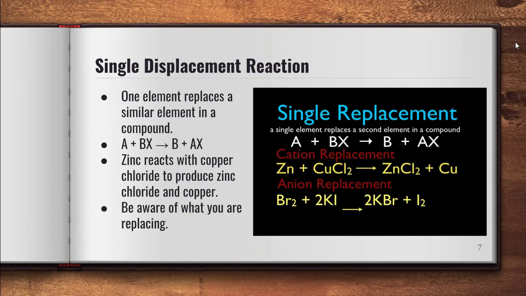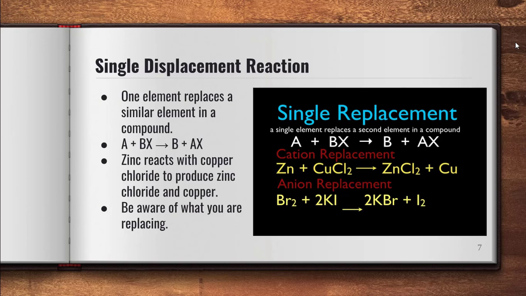Now you need to be very aware of what you're replacing. So we need to take a look at what is alone in our reactants. And keep in mind that cations, those things that are typically positively charged, will replace cations. So for example, zinc is a metal, copper is a metal. Those 2 are typically cations and therefore will replace each other. Those are the things that are going to swap out. In the anion replacement, which is located below, you have bromine by itself. Bromine is going to switch with iodine because bromine and iodine typically form anions. That is, things that have a negative oxidation number.